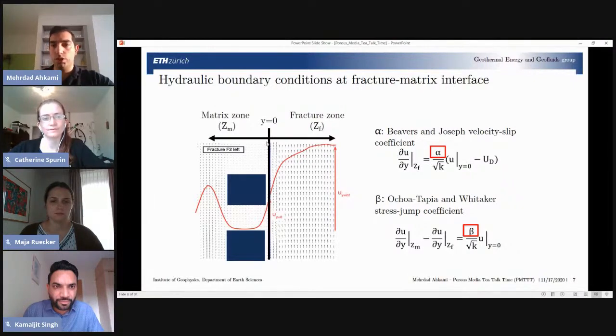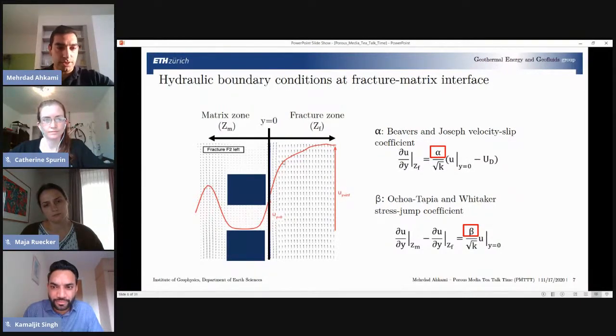Coupling of these two equations at the interface can be very complex. And that's why two different boundary conditions are proposed. Here we're going to talk about two well-known ones, which are Beavers and Joseph velocity slip coefficient alpha, and then Whittaker coefficient beta, where they are calculated by the permeability of matrices, the shear rate inside fracture, and also the shear rate inside matrices, as well as the velocity at the interface.